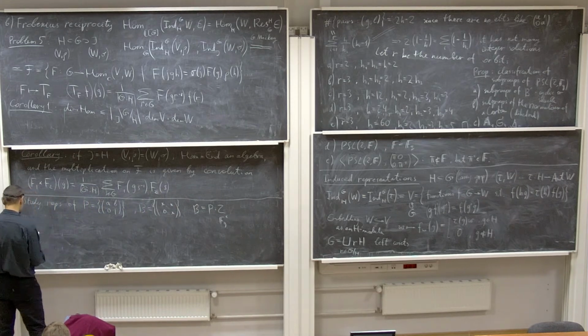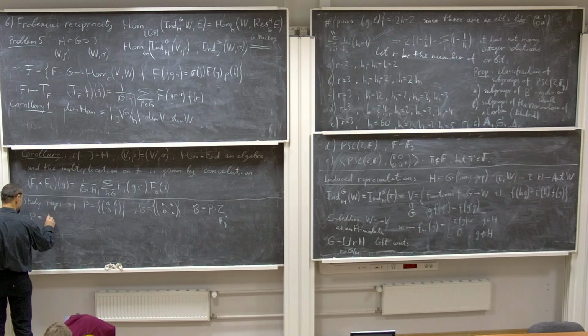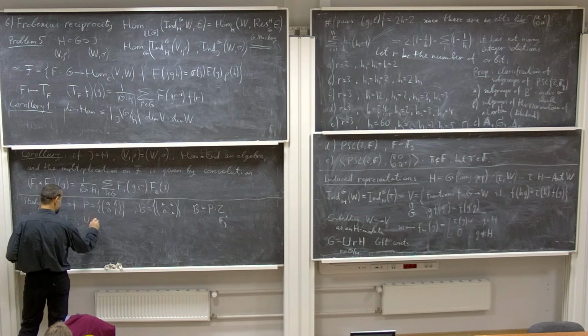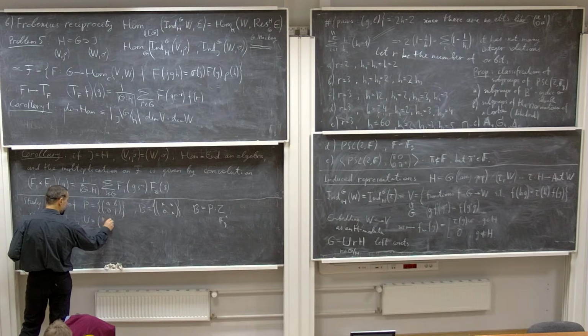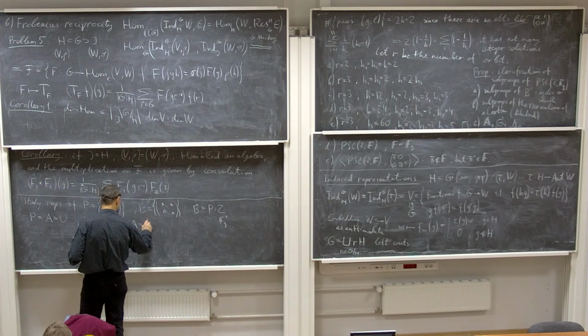Okay, and then P clearly is the semi-direct product of A and U. So U is upper triangular, with 1 like this, and A is diagonal.